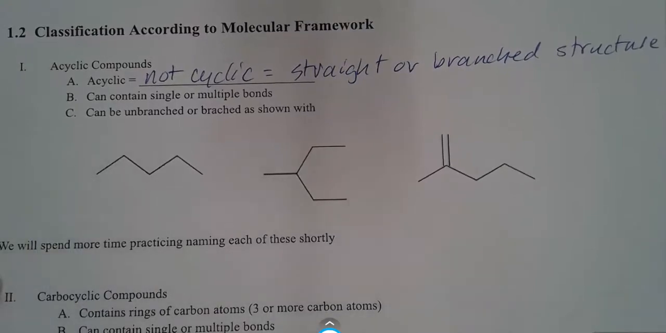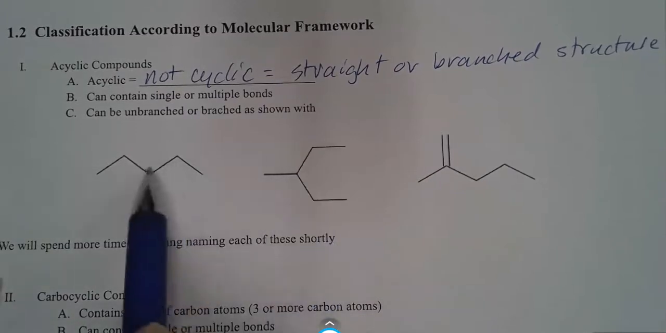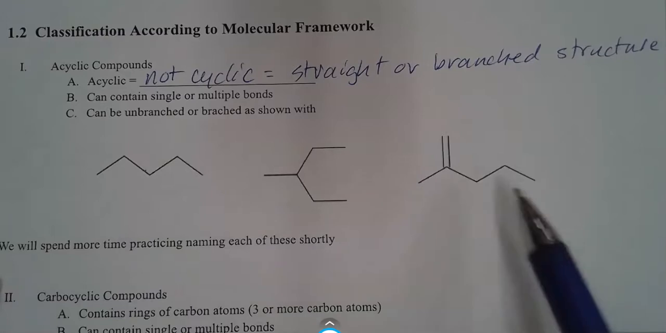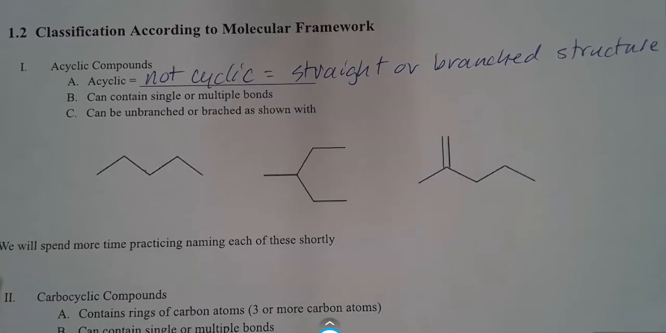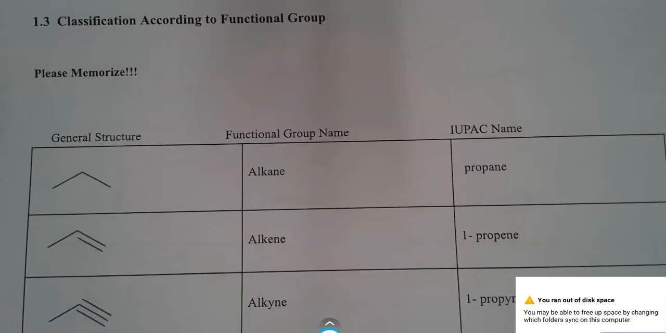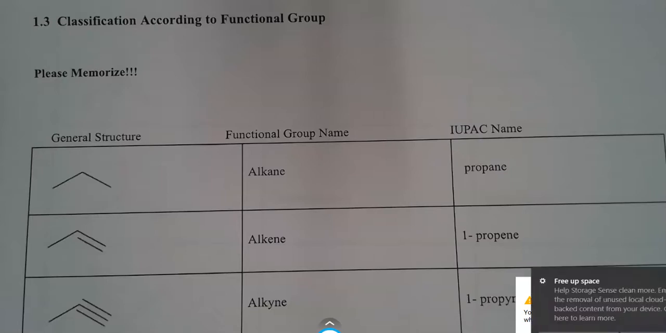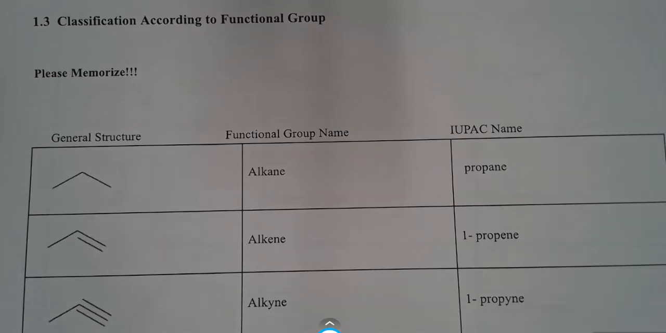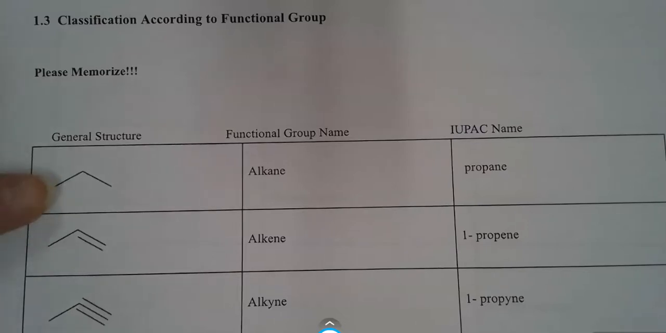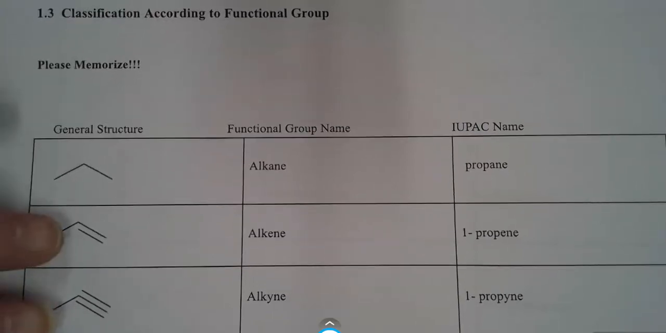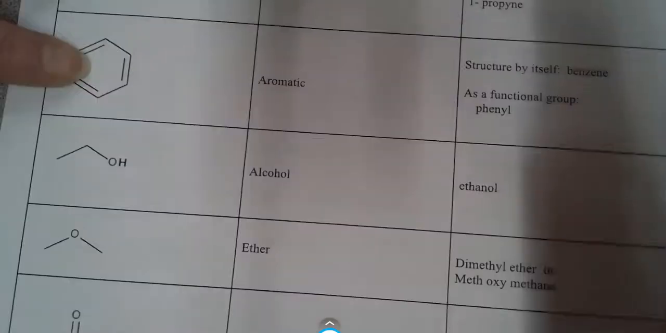So these would all be acyclic. And we're going to learn how to name these in the first or the 2nd chapter, and we're going to know what to do with this one in our 3rd chapter, okay? And it says we'll spend more time practicing. All right, so the next one is 1.3 classification according to functional groups. And you're going to have to memorize these down the road, okay? So about 4th quarter, you're going to need to know this, all right? So hang on, I need to get rid of something. All right, so anyway, we have alkanes, alkenes, alkynes. This is chapter 2. These are chapter 3. Aromatic is chapter 4. Then we're going to do something else after chapter 4.